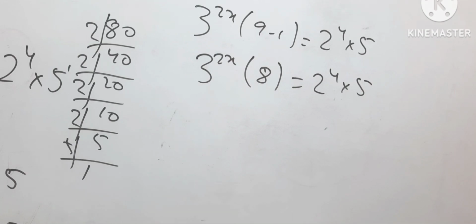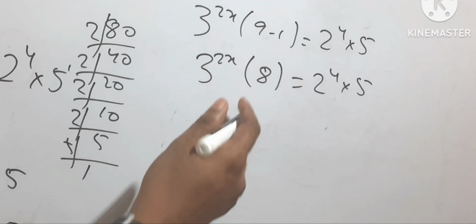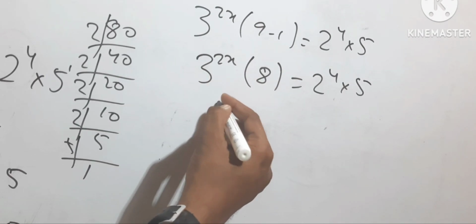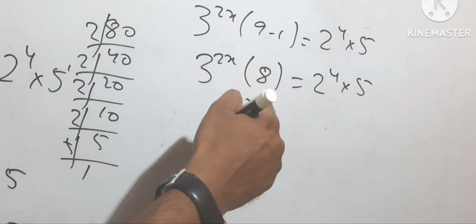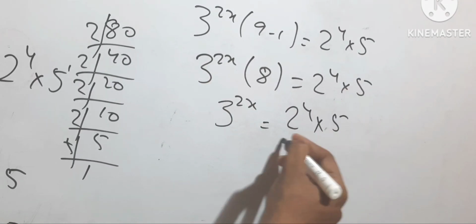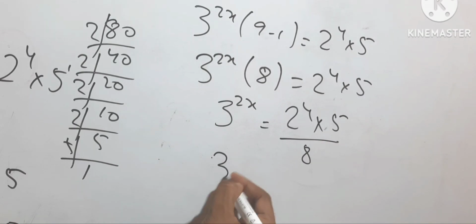So what do you have to find out now? Again the difference is there in the bases. We see that this is similar to this one, they are like terms, this is different, so you write it differently. Multiply is together, so you go this side and divide 2 to the power 4 into 5 by 8. Now 3 to the power 2x is there.